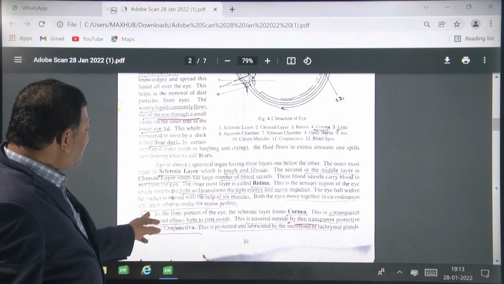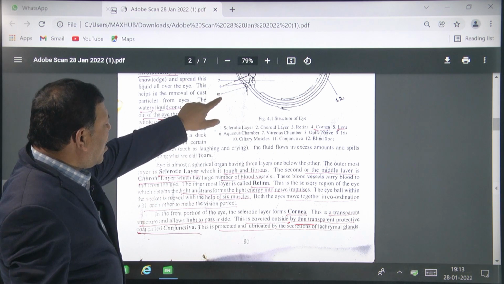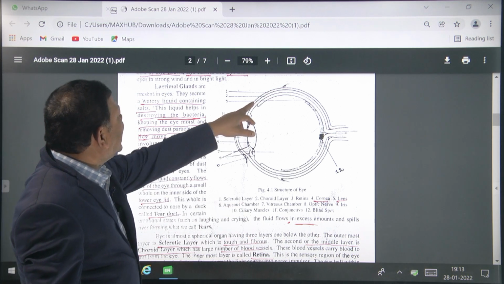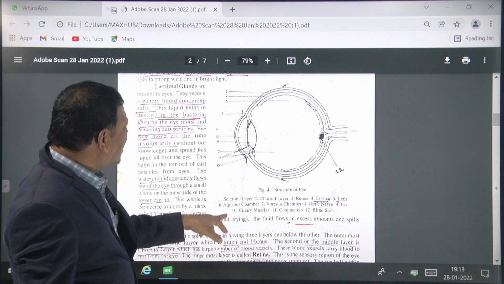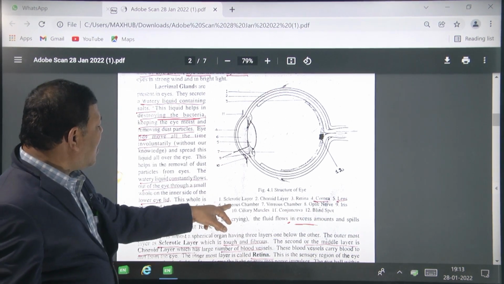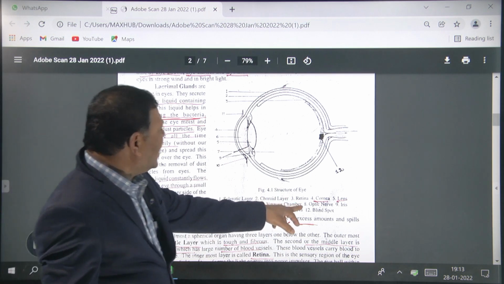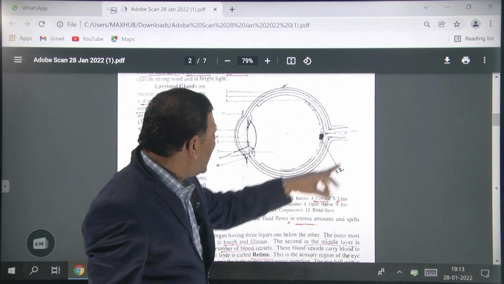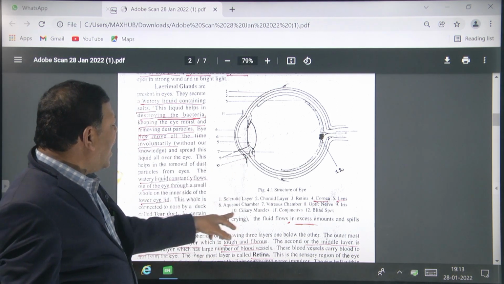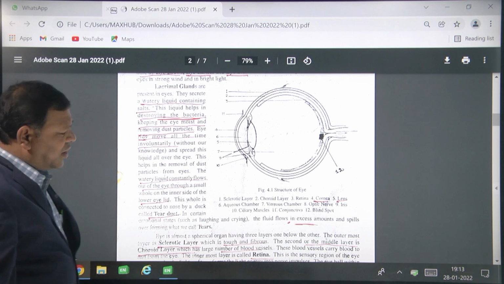Okay. Next, in the front portion of the eye, the sclerotic layer forms into the cornea. You can see the cornea. Fourth one is the cornea. Fifth one is the lens, sixth one is the aqueous chamber, seventh one is the vitreous chamber, eighth one is the optic nerve, ninth one is the iris, tenth one is the ciliary muscle, eleventh one is the conjunctiva, and twelfth one is the blind spot.